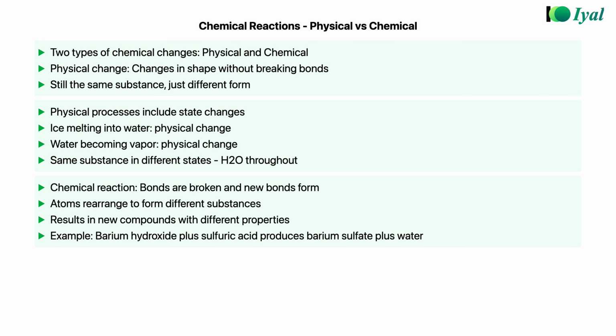A chemical reaction is different. In a chemical reaction, bonds break, new bonds form, atoms rearrange. You get new substances with different properties.